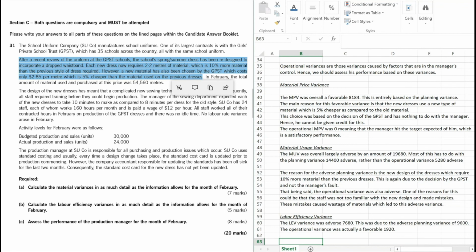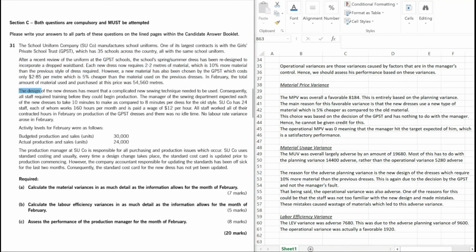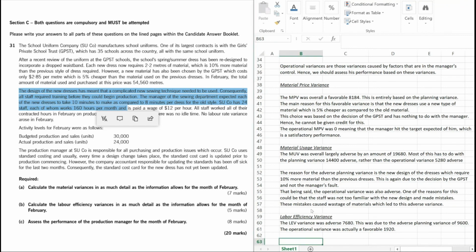So it says the manager, the design of the new dresses has complicated new sewing techniques that need to be used. The staff required training. Okay, so in fact, before we move on, the staff required training, right? So the new dresses required a new technique, and maybe because the staff weren't properly trained, they made wastage of material as well. So we can link this here as well, right?